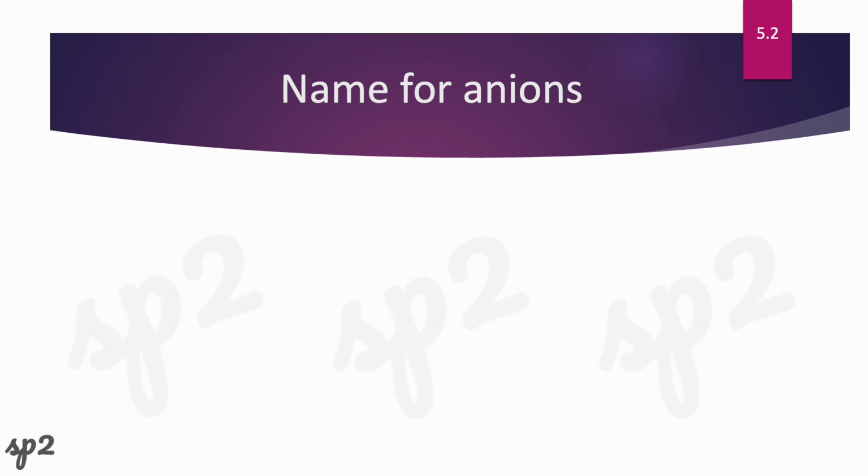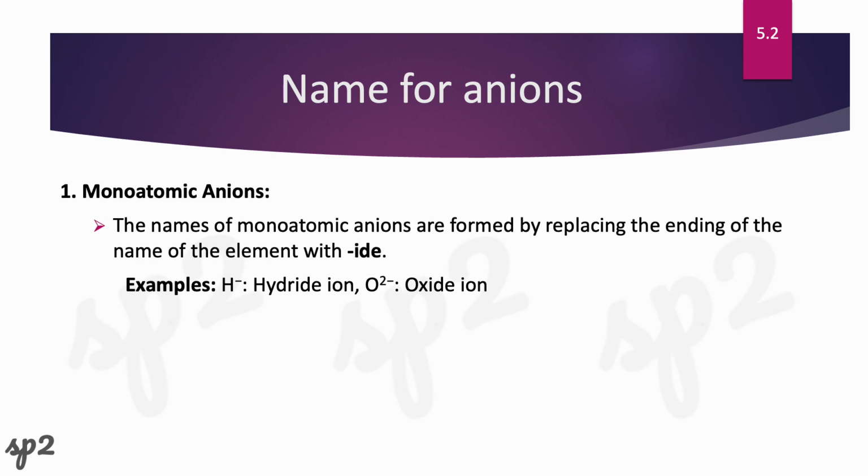Now, this page is all about the anions, starting with monoatomic anions. The names for monoatomic anions are formed by replacing the ending of the name of the element with -ide. For example, if I have just an H, that would be hydrogen. But if I have an H with a negative charge, I'm going to say hydride, so hydride ion. If I have only an oxygen, just an O, that will be oxygen. But if I have an O with two negative charges, I need to say oxide ion.